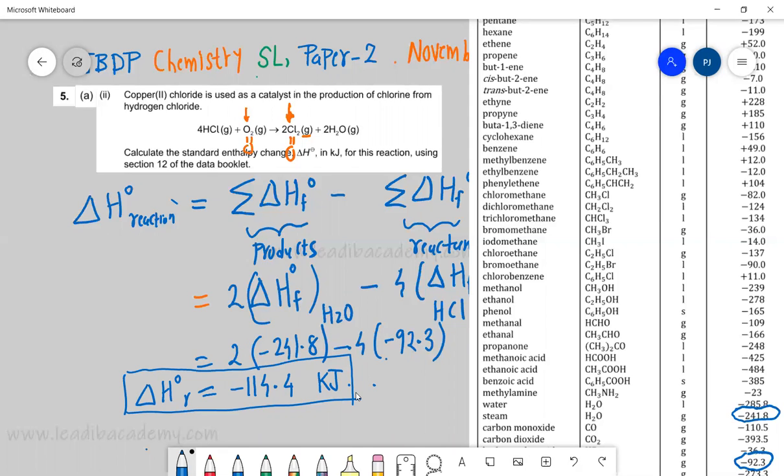So what are the learning points? First of all, the formula: enthalpy change for the reaction is the sum of the enthalpy change for the formation of all the products minus reactants. And second, whenever any element is in its standard state, then its enthalpy of formation is 0 by convention. Simple. Hope this is quite clear and very simple.